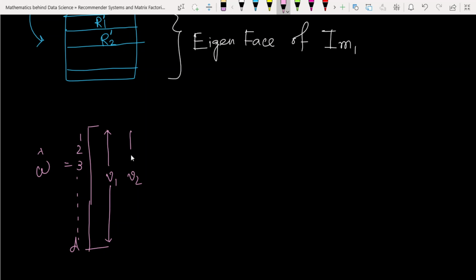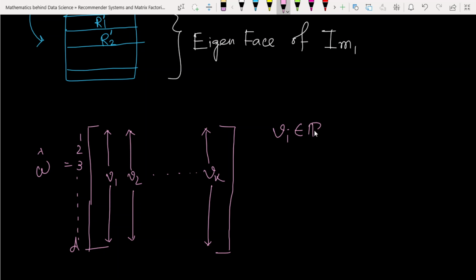V2 is the second eigenvector. We have considered K as a hyperparameter, meaning K is less than or equal to D. We have considered K eigenvectors, and each eigenvector contains T dimensions. Here each Vi belongs to R^T.